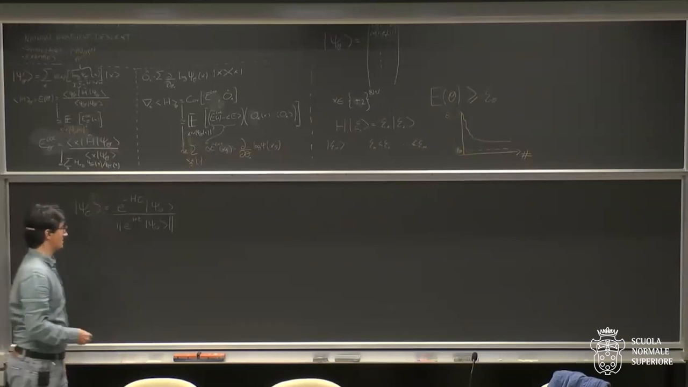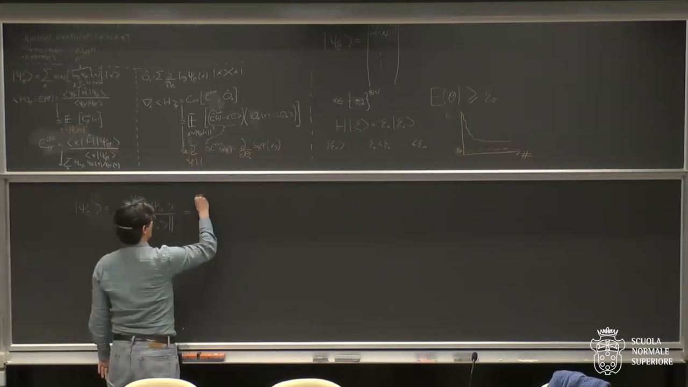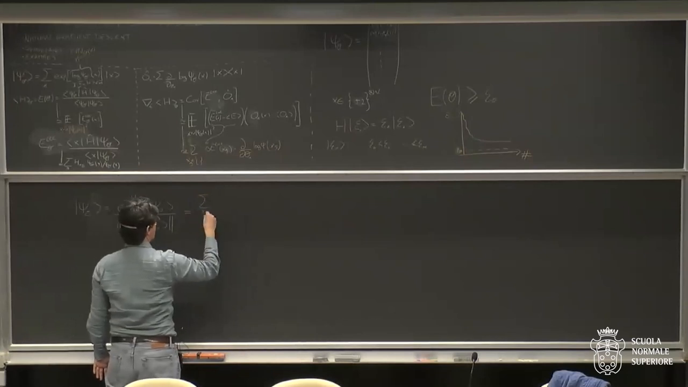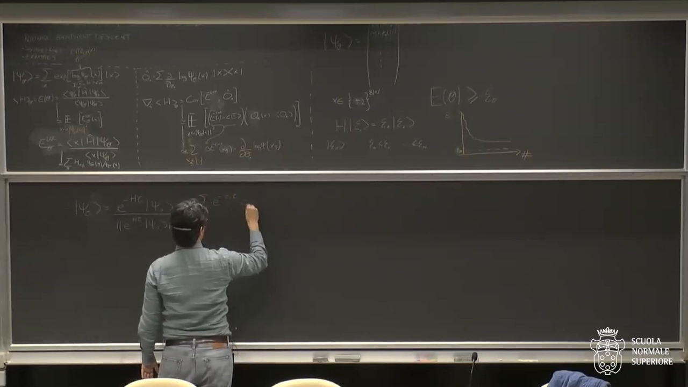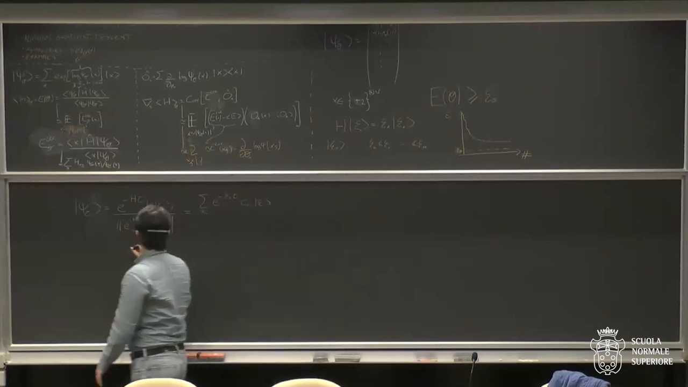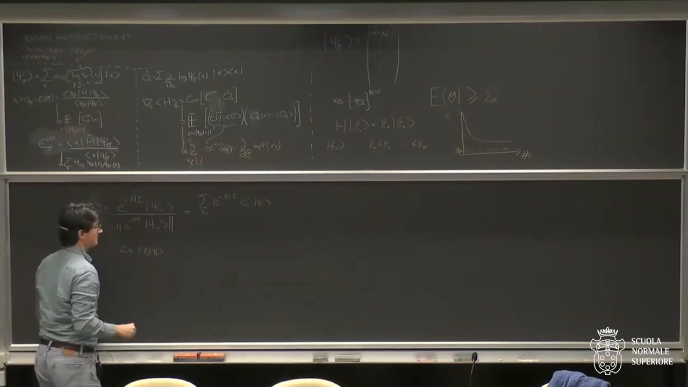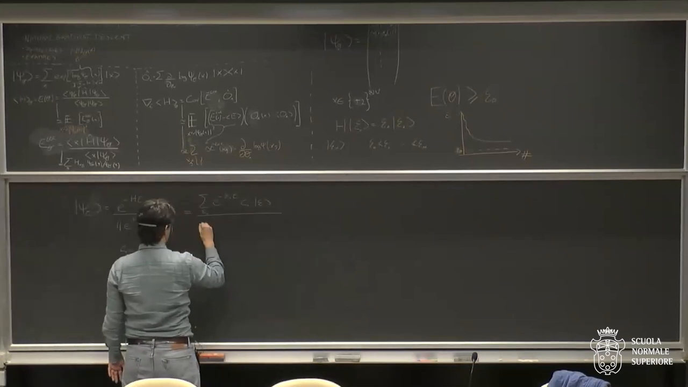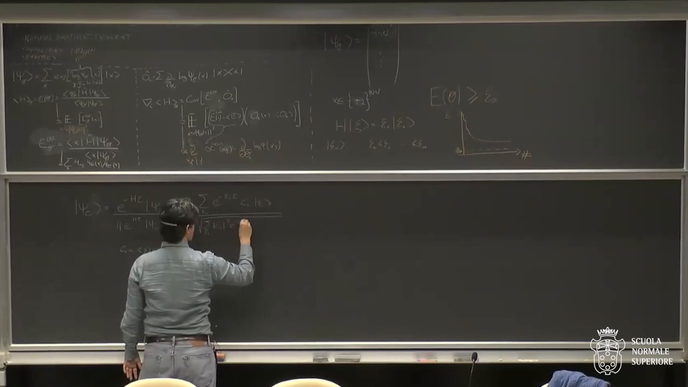A relatively easy way to see this is just to expand this in the basis of H. Then you get something that looks like a sum over all eigenvalues epsilon_i of e to the minus epsilon_i tau times c_i times the eigenstate epsilon_i, where I'm taking c_i to be the overlap of epsilon_i with psi zero. In the denominator, I have the square root of the sum over epsilon_i of c_i squared e to the minus 2 epsilon_i tau.